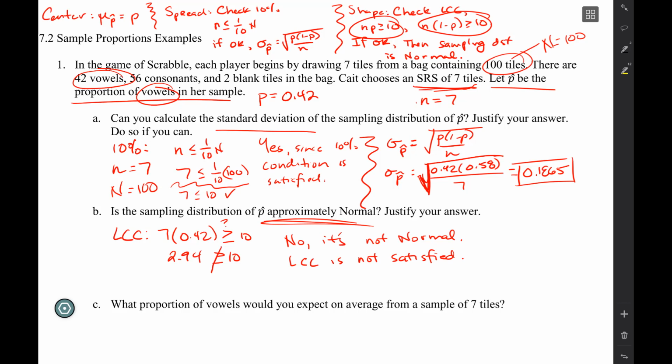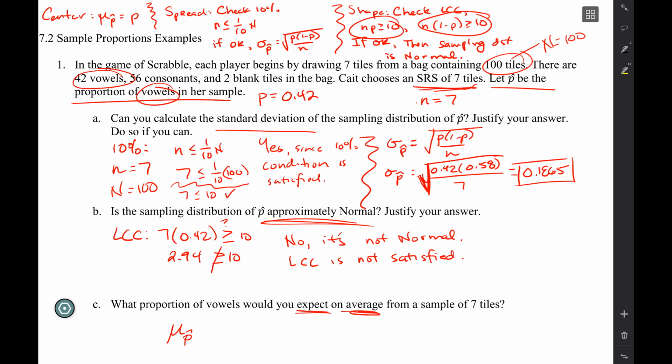Next, what proportion of vowels would you expect on average from a sample of 7 tiles? Well, two big words there tip me off as to what I'm supposed to do, expect or average. And again, when I'm thinking about average or expectation, I'm thinking about mu. But this time I'm looking at what the average proportion is supposed to be. So that's mu sub p hat, right? I'm looking at the sampling distribution.